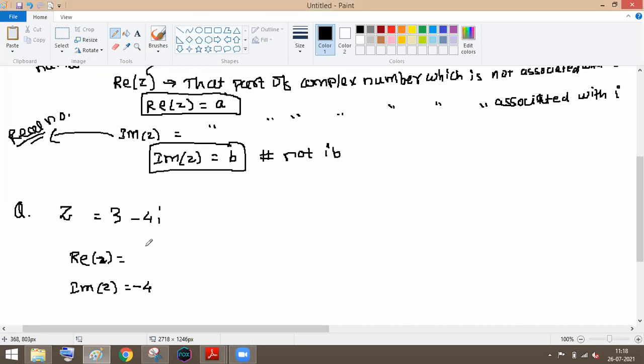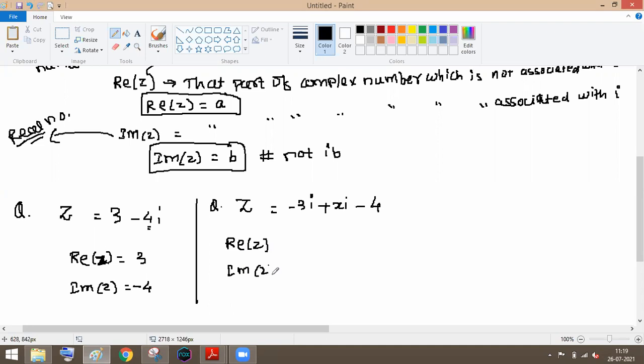Where is minus 2? What is the imaginary part of Z? It is minus 4. And the real part of Z? 3. Dasmeet, there is one more question. Suppose we have Z equal to minus 3I plus XI minus 4. What is the real part of Z and what about the imaginary part of Z?